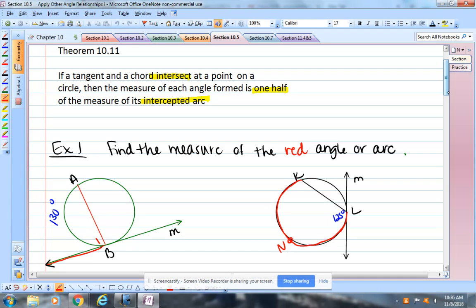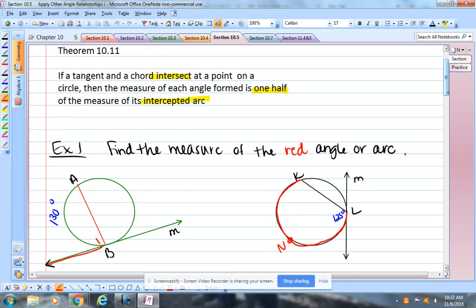So we're going to talk about other circle relationships in this section. Basically, angles intersecting inside and outside a circle is what we're going to get to. So there will be some more algebra coming our way. It says, if a tangent and a chord intersect at a point on a circle, then the measure of the angle formed is half the measure of its intercepted arc.